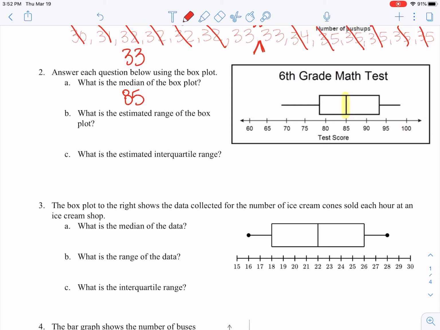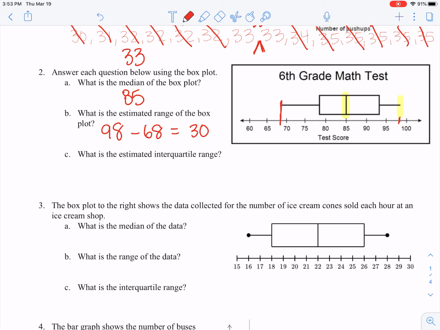B, what is the estimated range of this box plot? So range means the biggest number minus the smallest number. I'm going to estimate it. So the max number right there is about 98, I would say. And it's okay if you wrote 99 or 97. So as long as you're close, minus the smallest number would be around, I would say 68 or 69. So I'm going to say 68. And if you subtract those 2 numbers together, it would give you 30. So if you put 30, 31, or 29, anything close to 30, it should be correct.